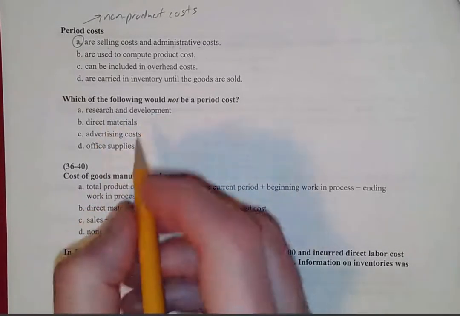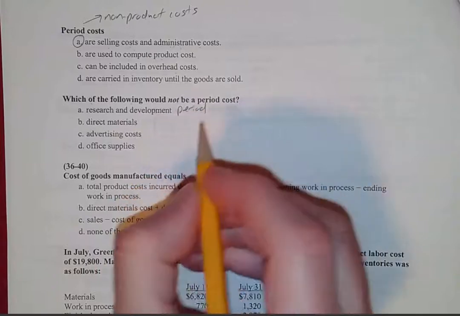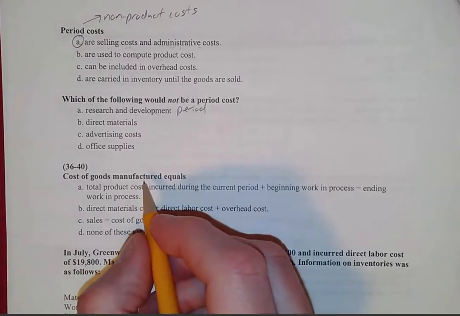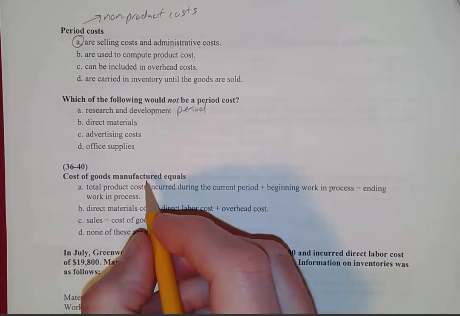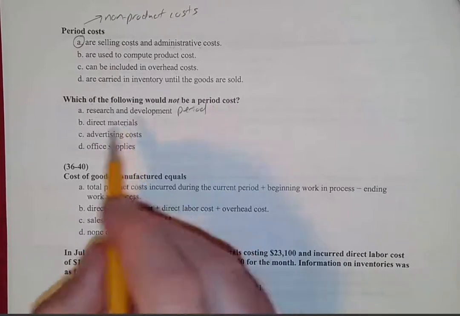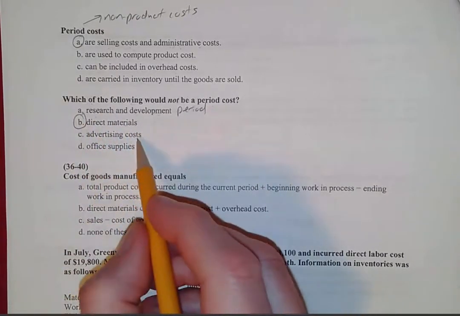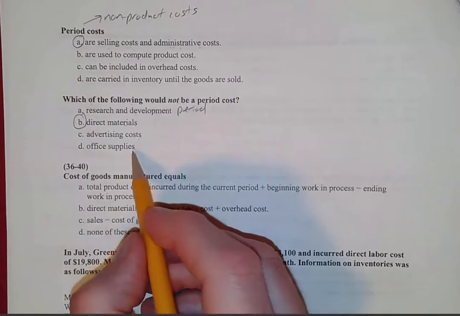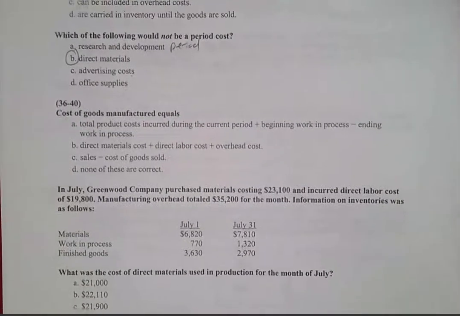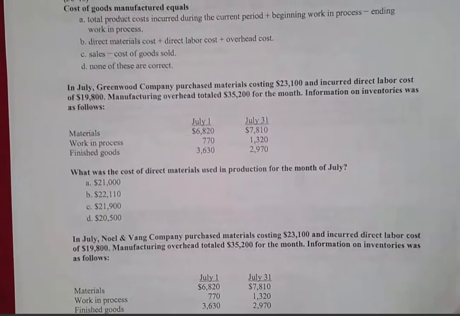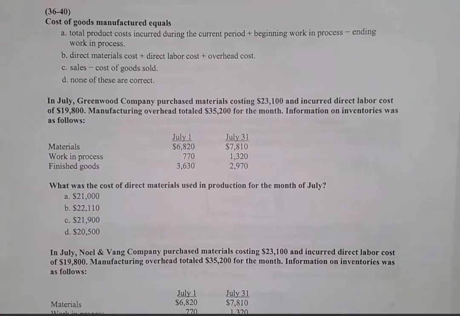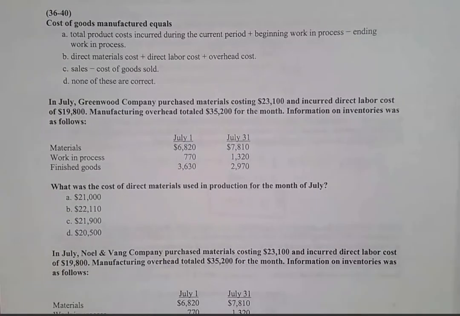Research and development is going to be a period cost, even though we're trying to come up with a product. The rules state that we have to expense these as period costs because we don't know if we're actually going to come up with a product from research and development. All right, direct materials are clearly a product cost. Advertising costs come after the product. Office supplies is a type of administrative expense. I'll move through that fairly quickly, but period costs, fairly simple concept to grasp. Period costs are any cost other than product cost.